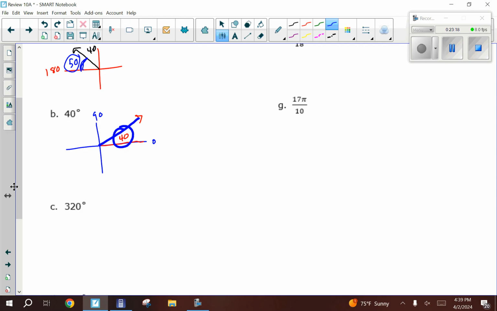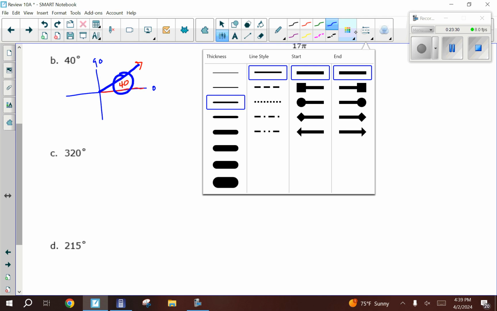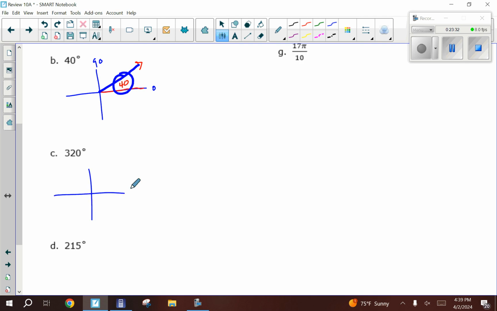It's always the distance between the terminal side back to the x-axis, not the initial side, just back to the x-axis that's closest to it. Okay, next, got to draw out 320. So this is 90, this is 180, this is 270. So this is 0, but it's also 360. So 320 is going to have to be over here.